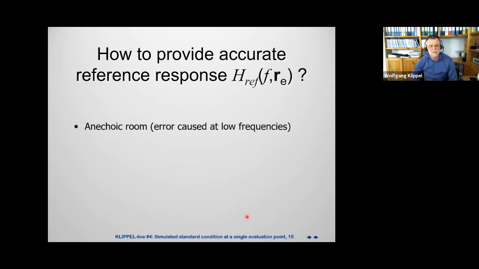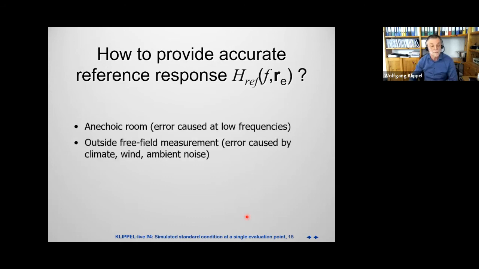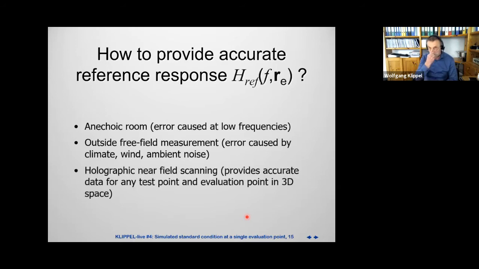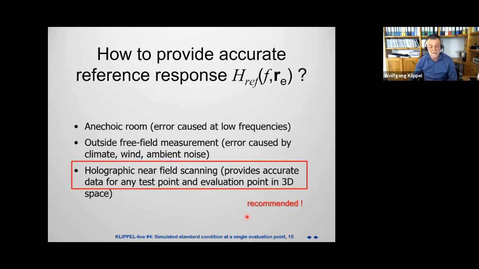Okay, how to provide accurate data? It's very convenient if you have an anechoic room, 50% or 30%, say it's not a problem, then you can do the measurements there. But if you don't have that, then you make an outside free field measurement, but you have to be aware of the error from climate, wind, and ambient noise. But holographic near field scanning is very convenient because you have all the data. So we like that very much.